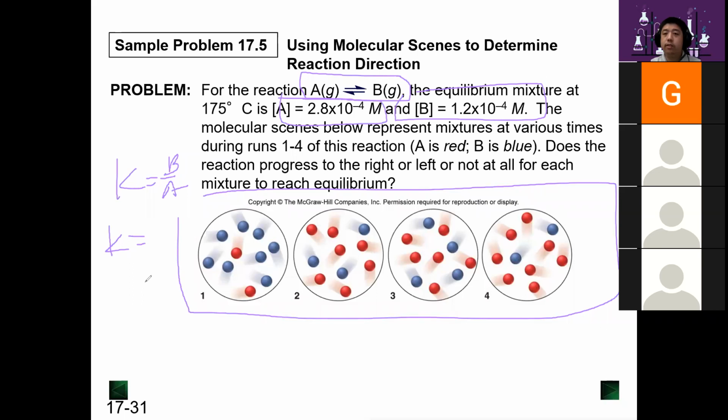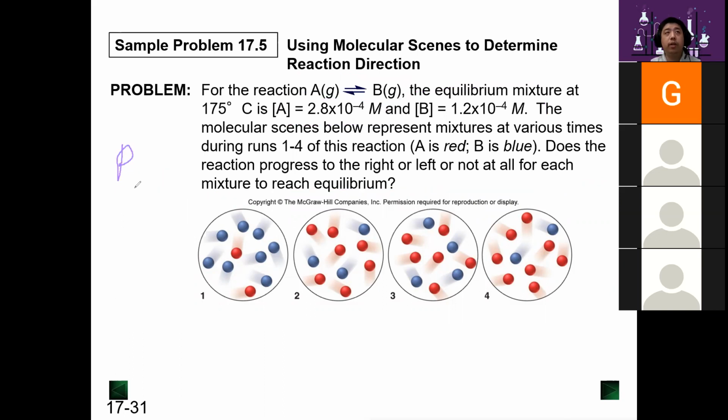Professor, why B over A? So when we go back to the equilibrium expression, it is your products over your reactants. B is your product. This is your reactants. Yeah, I see it now. All right.